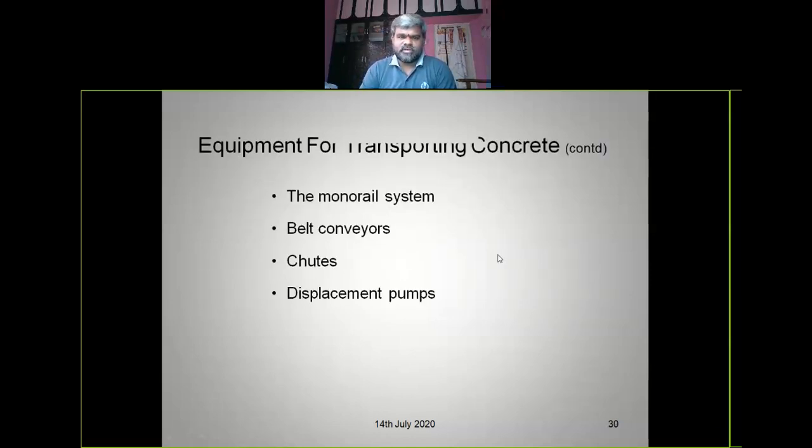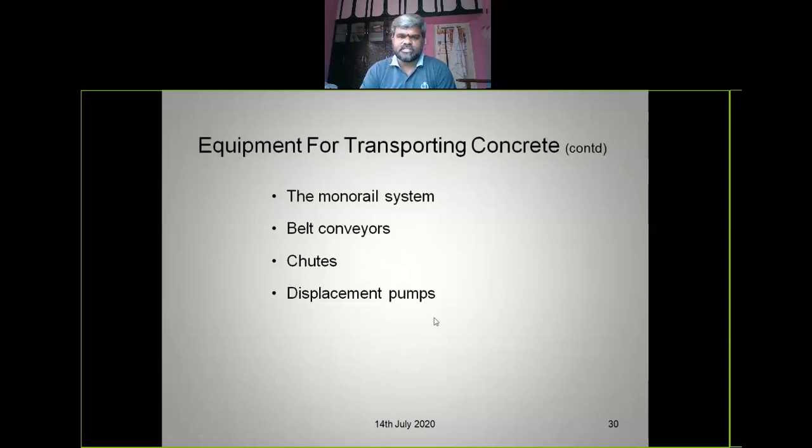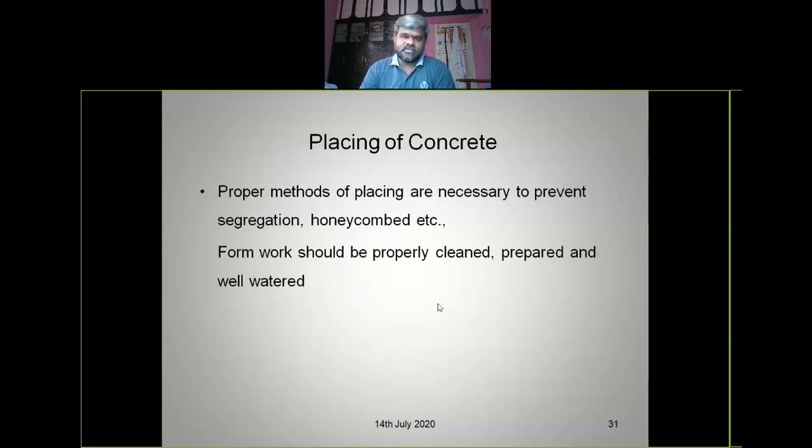So these are some transportation equipments: barrows, tippers, lorries, truck mixers, dumper buckets, right? So even monorail system, if you want to place concrete at higher levels in situ, monorail system, belt conveyors, chutes, displacements, and boom placers, right?